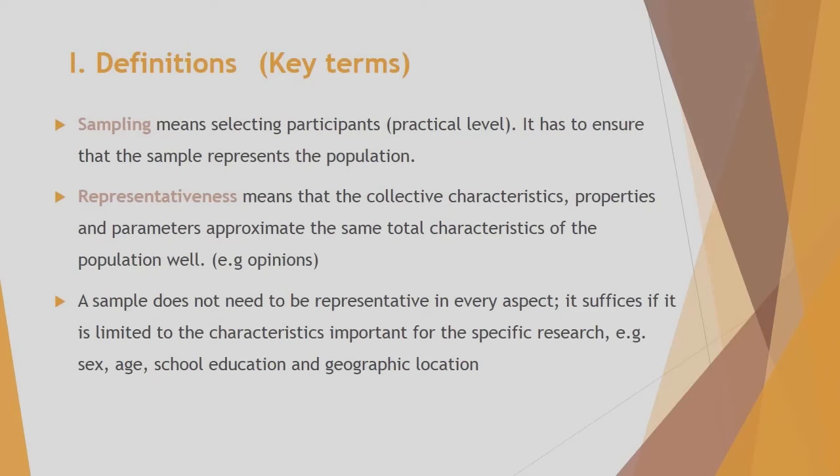Now we have to ensure the sampling, the selection of the sample. Those people who were really asked should really represent the opinions of the whole class. This is what we mean by representativeness. A sample does not need to be representative in every aspect. It suffices if it is limited to the characteristics important for the specific research.